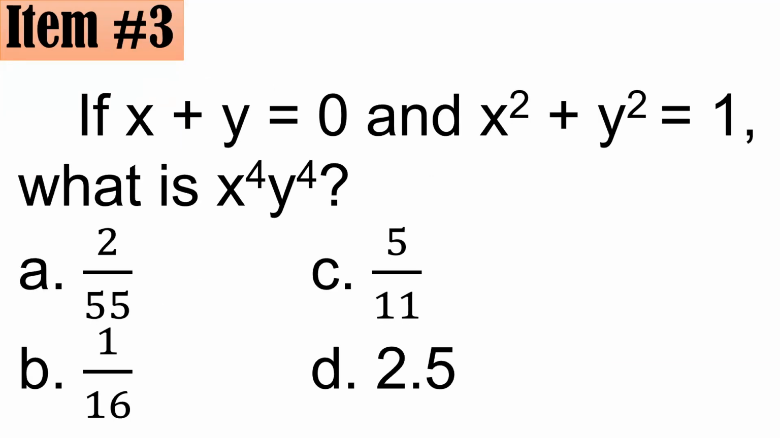Number 3. If x plus y equals 0 and x squared plus y squared equals 1, what is x to the fourth plus y to the fourth? Did you go for 2 over 55, 1 over 16, 5 over 11, or 2.5? What's your answer for number 3?